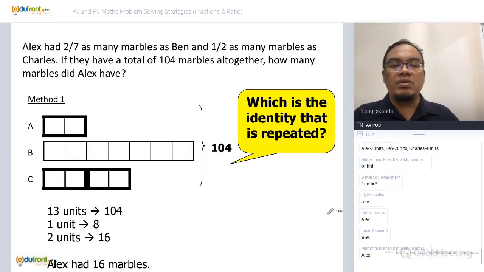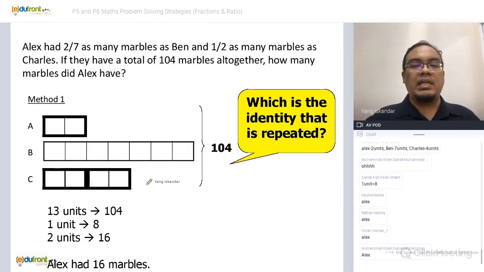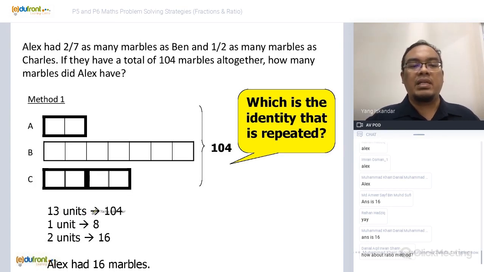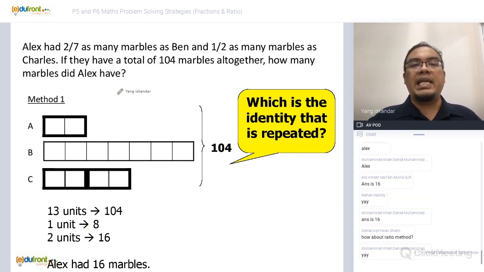Okay, so if you were to use the model method, then we count the total number of units. You get 13: 1, 2, 3, 4, 5, 6, 7, 8, 9, 10, 11, 12, 13. So 13 units is 104 marbles. Okay, and then we can find 1 unit. 1 unit will be 104 divided by 13. You get 8. And they ask you, how many marbles did Alex have?